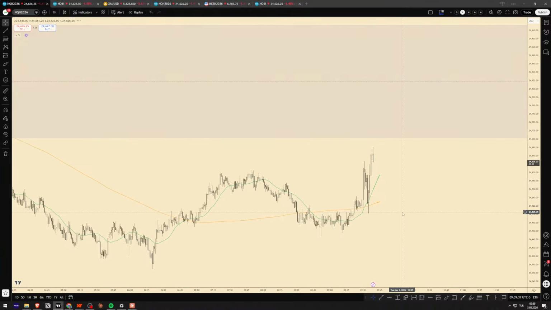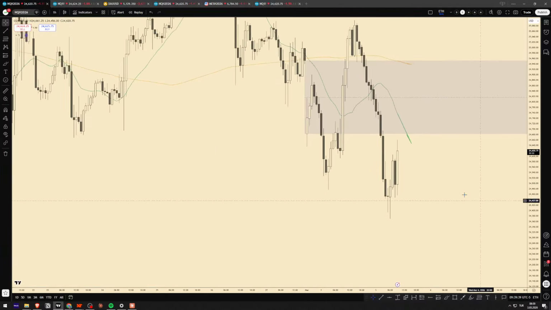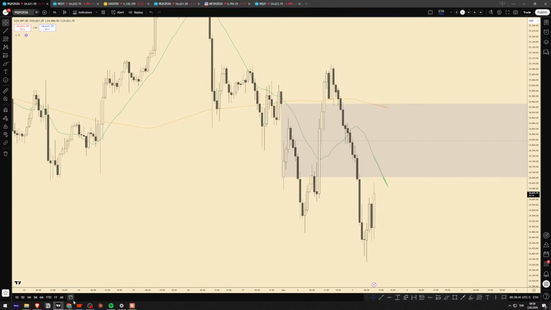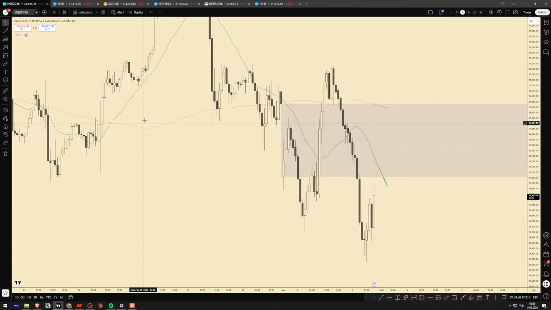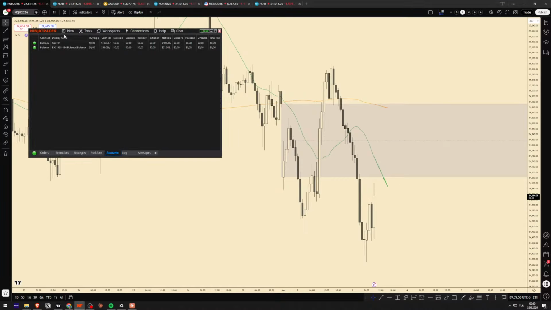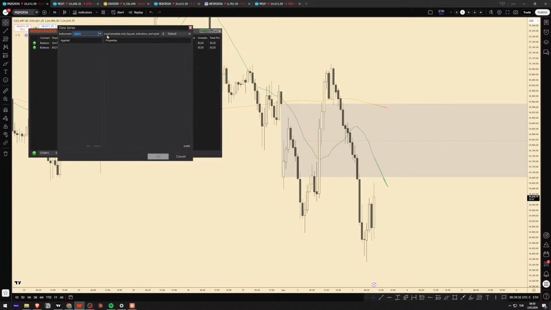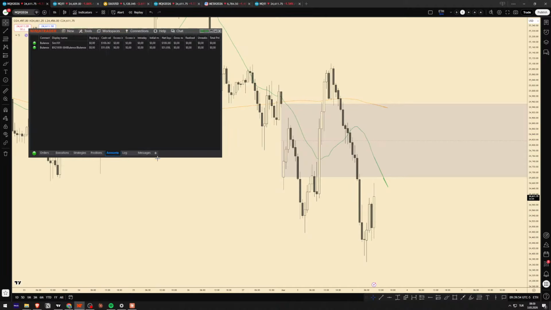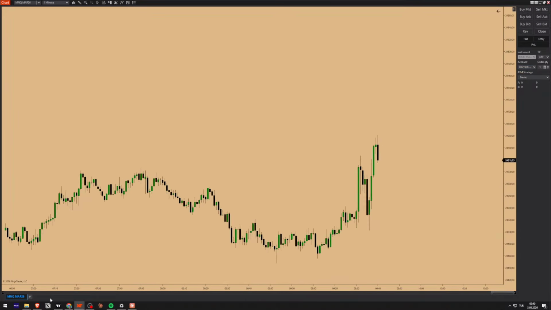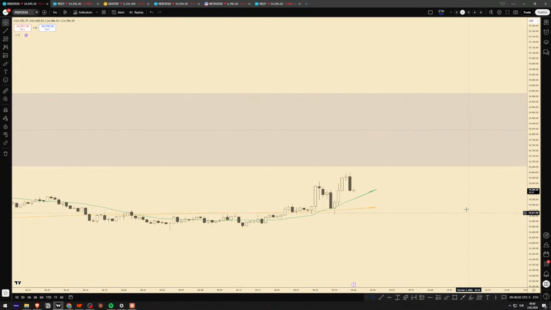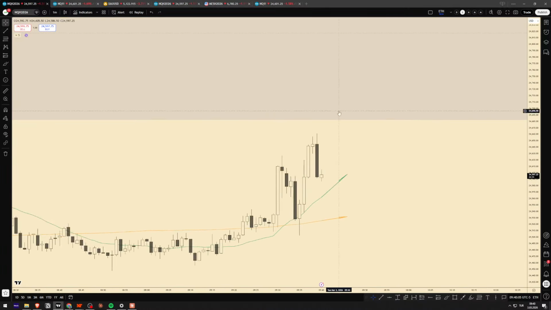I'm pretty sure price will show us something else, some good setups. I don't know. We will see. Let me open this over here. It would be nice to see a retracement before this level.